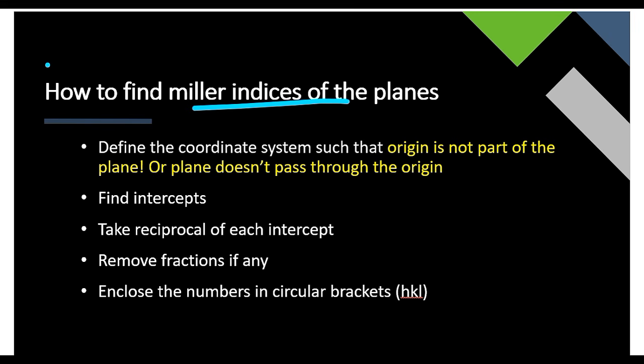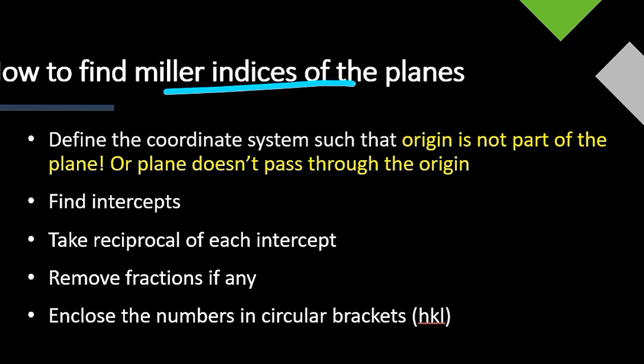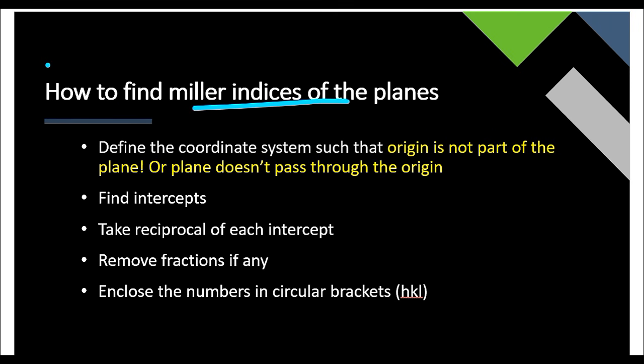The first step, the most important, is to define the coordinate system. While defining the coordinate system, you have to make sure that the origin is not part of the plane, or you have to select the origin such that the plane doesn't pass through the origin. We'll have that example in the future. You'll see what happens when we have that.